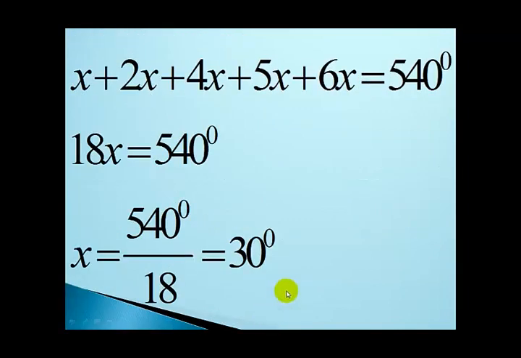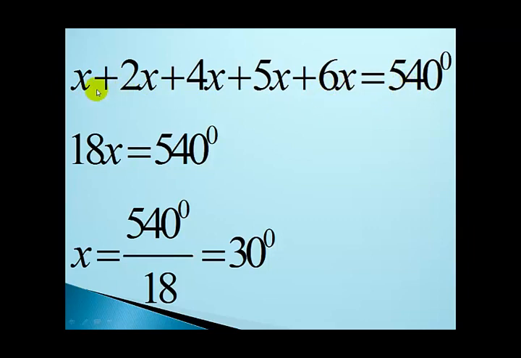And so when we add all the interior angles, we have to equate it to 540 degrees, because the sum of the interior angles of the pentagon gives us 540 degrees. And these were the interior angles in the pentagon: x, 2x, 4x, 5x, and 6x. So when we add all on the left hand side, we have to equate it to 540 degrees.